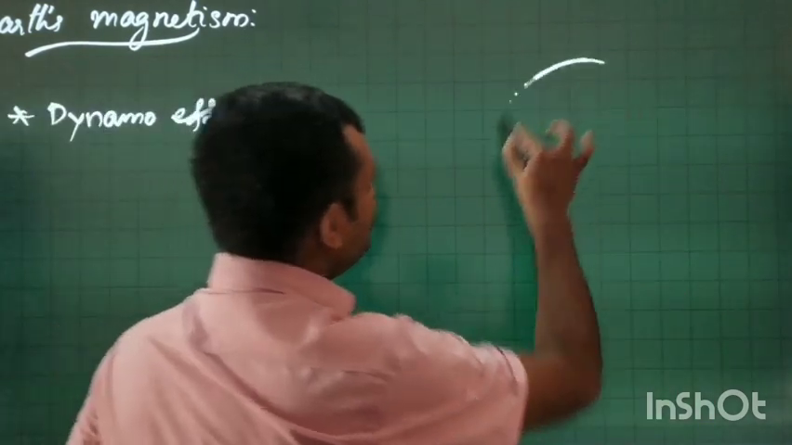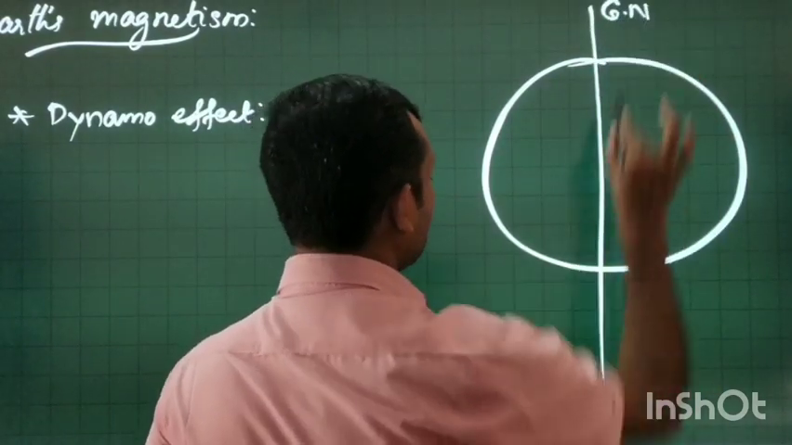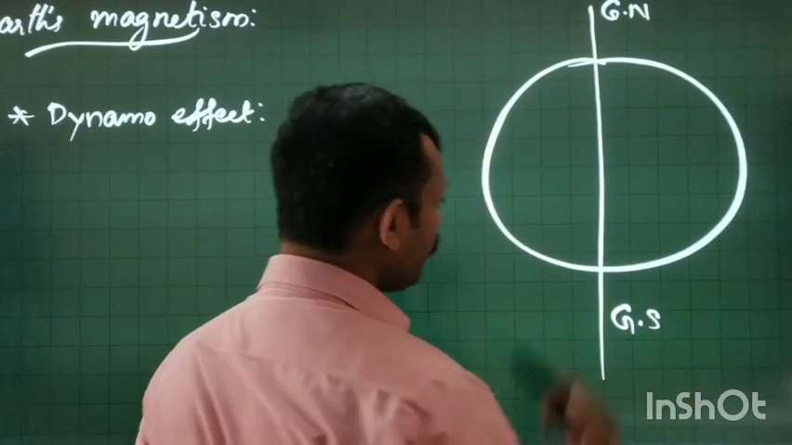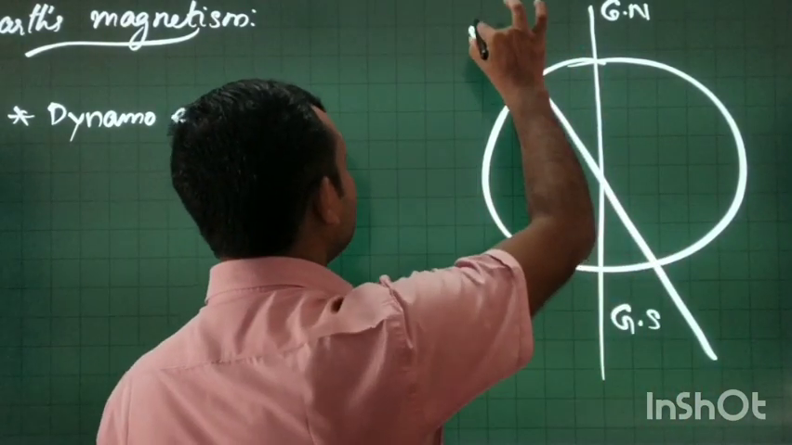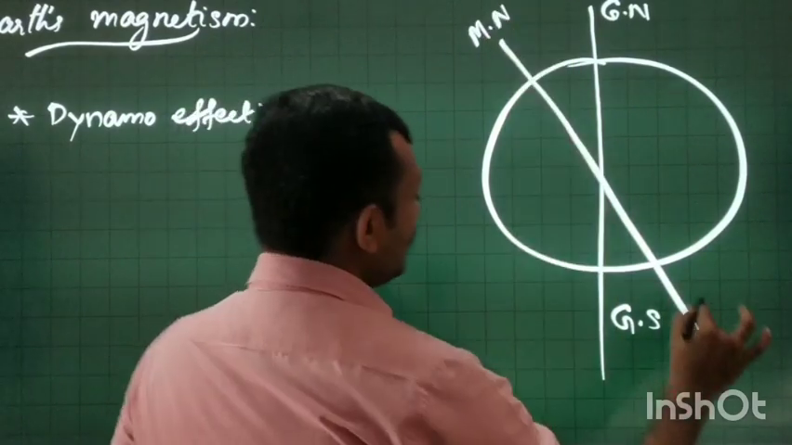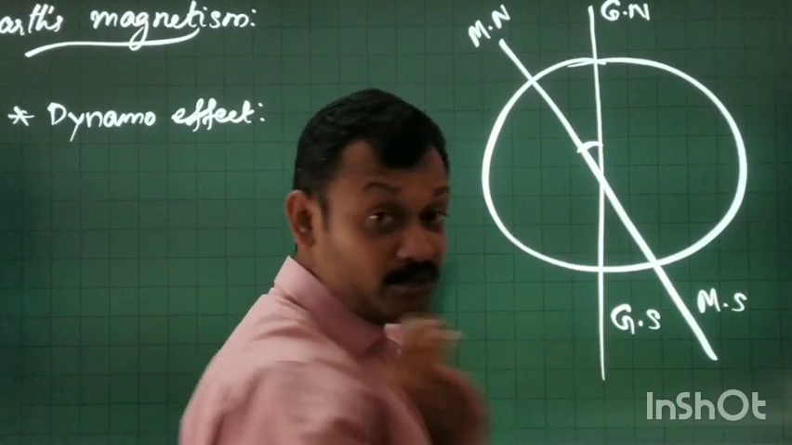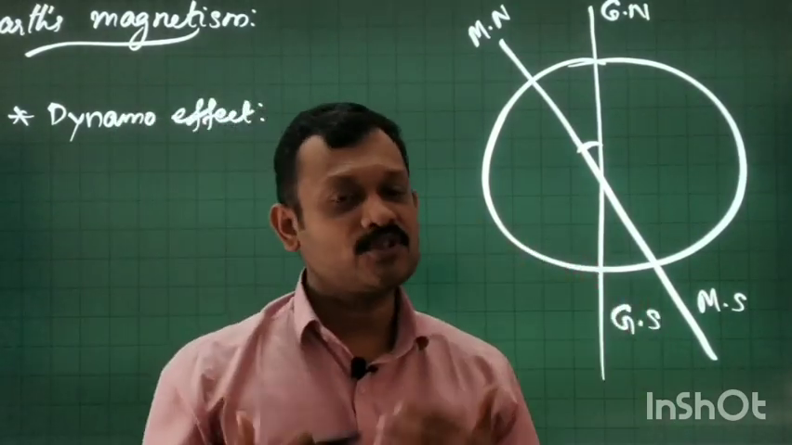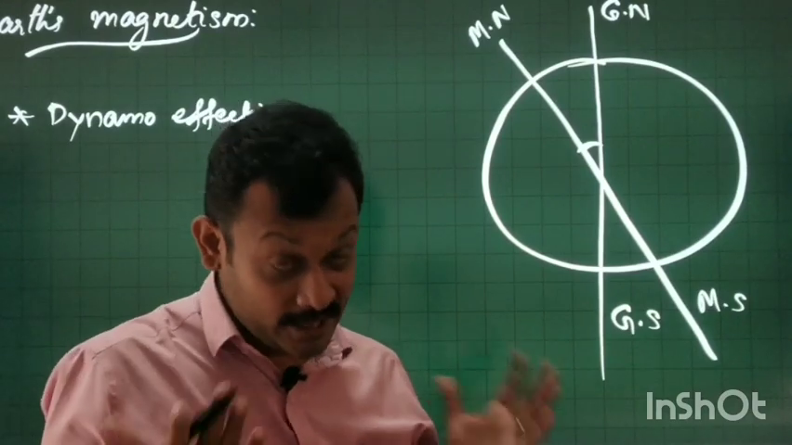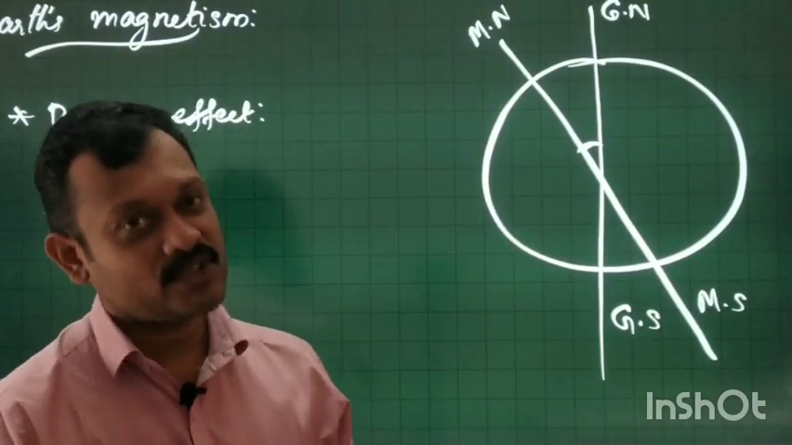Now, Earth has a geographic axis. This is geographic north, and this is geographic south. It also has a magnetic axis, and this is magnetic north and this is magnetic south. Now, this is the angle between them. Please understand this, because when it comes to the idea of declination, you may tend to make a mistake. That's the reason why sir is saying this.